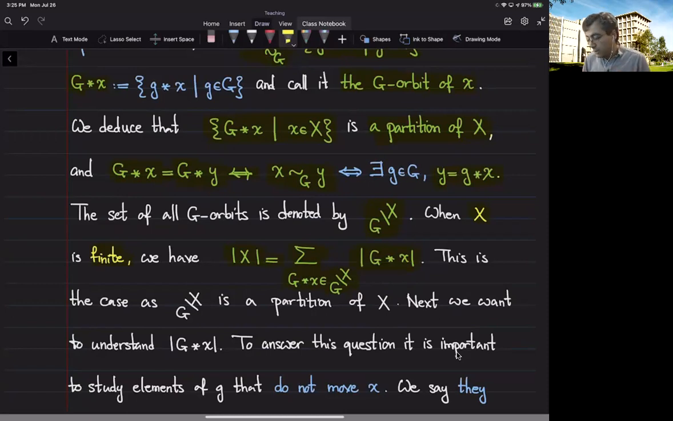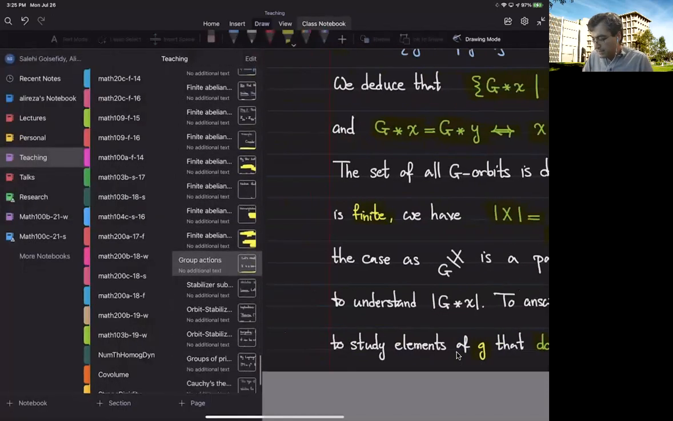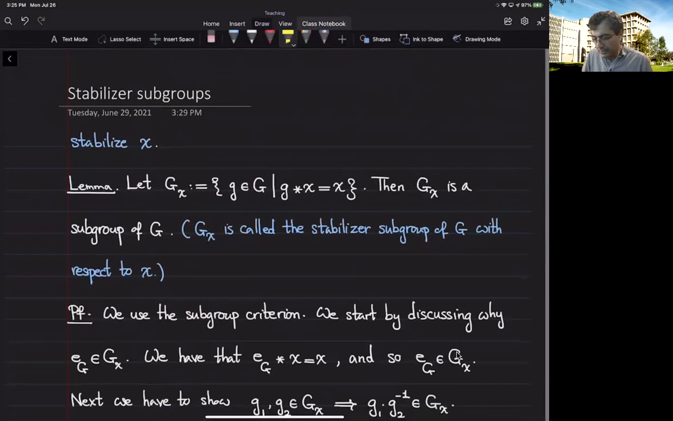So it is not surprising that we have to understand those symmetries that come from the group G that do not move X, that fix X, that stabilize X. We say these elements of this group stabilize the point X, and we put them together in a set, and that set is denoted by G sub X. So G sub X consists of all those elements of the group capital G that stabilize the point X, that do not move the point X, that fix the point X. We use all these phrases in order to say that G star X is X.